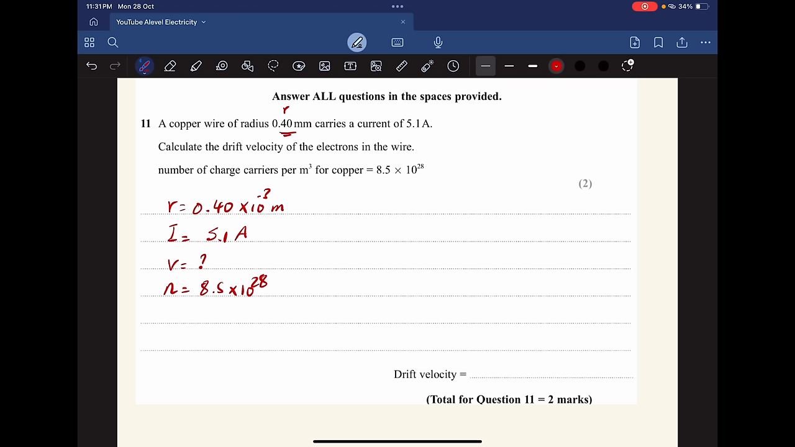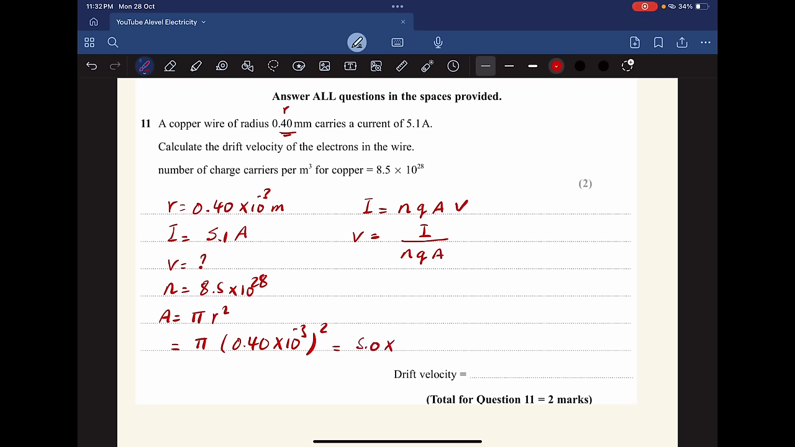Now, there is one lovely equation linking all of these, which is I equals nqAv. So v equals I divided by nqA. To be on the safe side, we need to calculate the area separately. So the cross-section area is pi r squared. The radius is 0.4 times 10 power minus 3, and this is squared. Use your calculator, my friend. The value for the cross-section area is 5.0 times 10 power minus 7 meter squared.